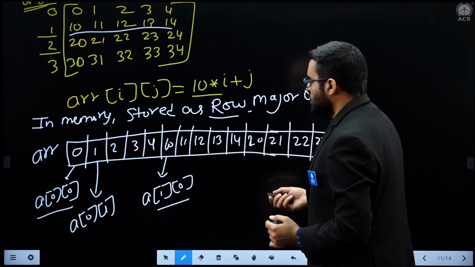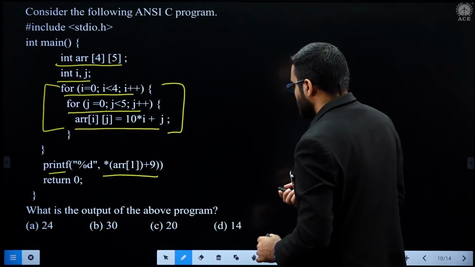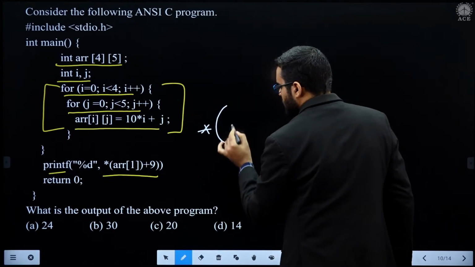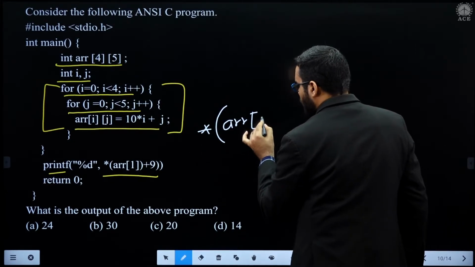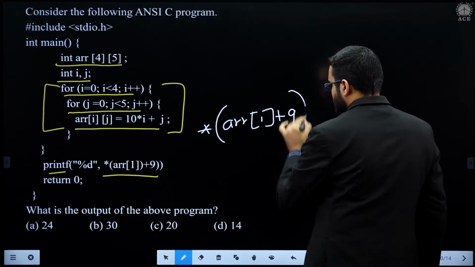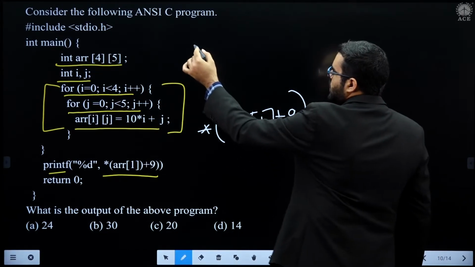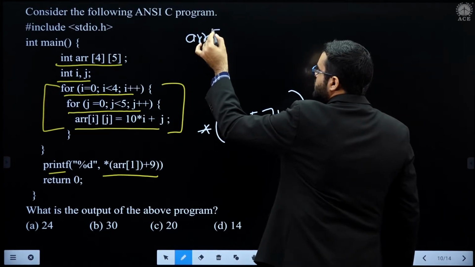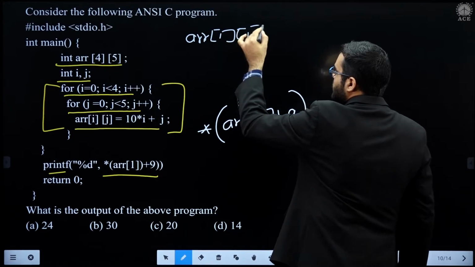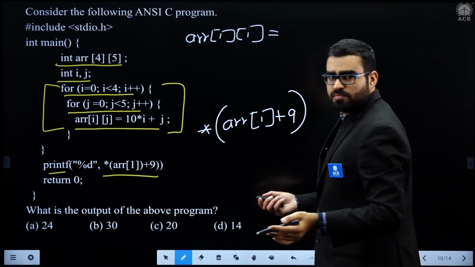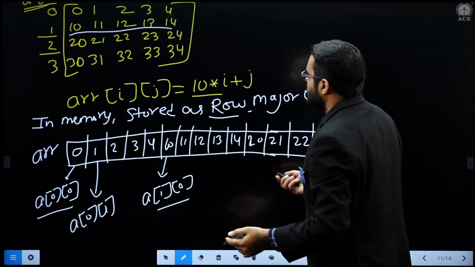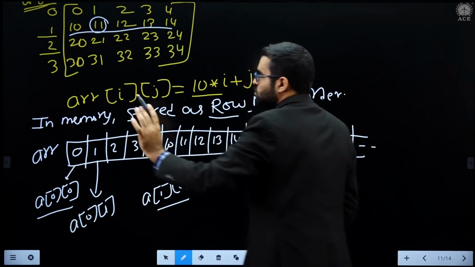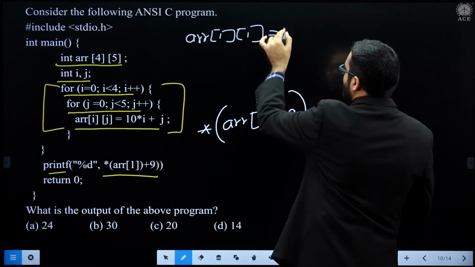Now what he is saying in this question is star of ARR of 1 plus 9. We know that if I ask you what is ARR of 1, 1, you can very easily say that ARR of 1, 1 will be 11.